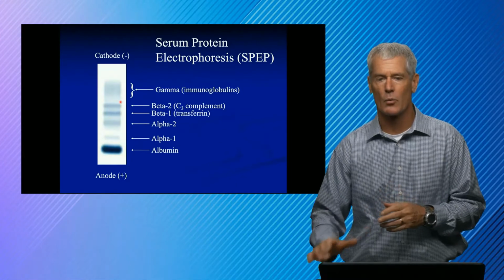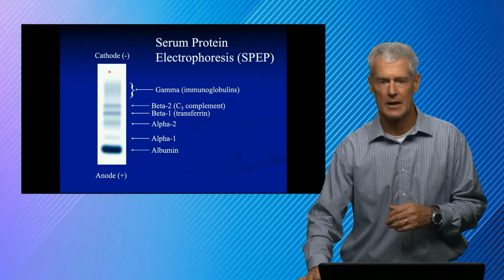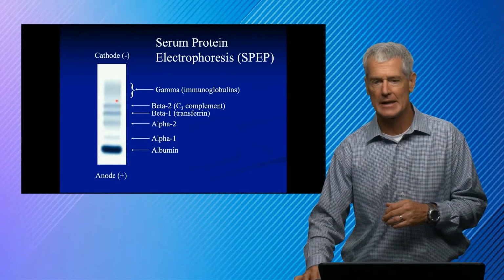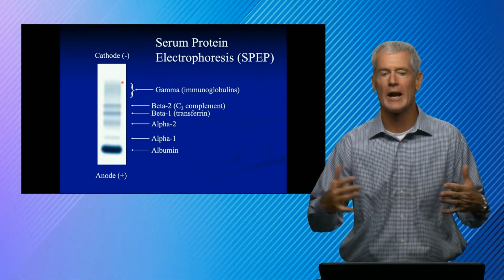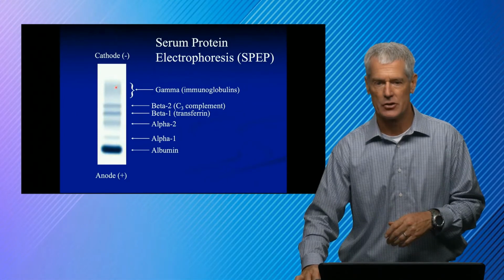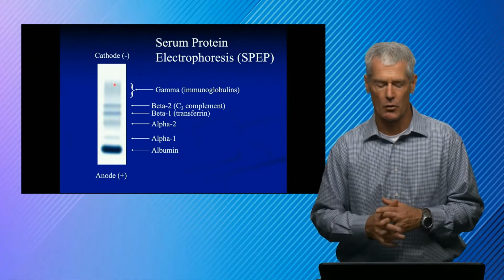And then the gamma region. In particular, we're really interested in the gamma region, and we want to see what we call polyclonal immunoglobulins. That's a normal finding. You should have a variety of immunoglobulins, and you should get diffuse staining across there.